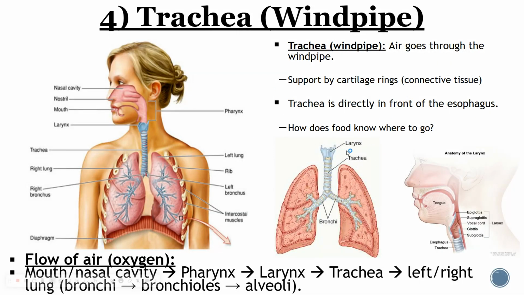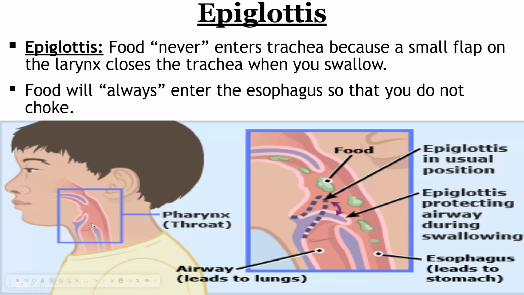And one important question we're going to try to answer is how does a food know to go down the esophagus and not down the trachea? This is just a picture over here showing you the larynx and trachea here removed from the body, and behind it you'd have the esophagus. So if we take a look over here, this is our trachea and this is the esophagus.